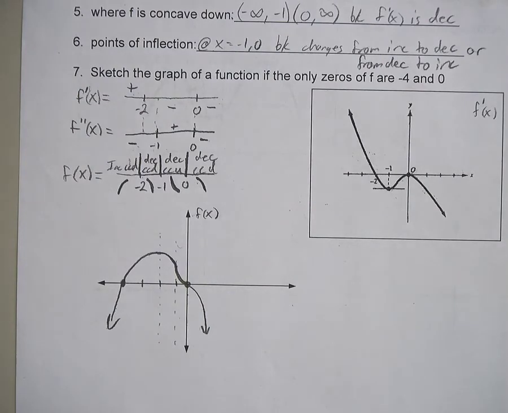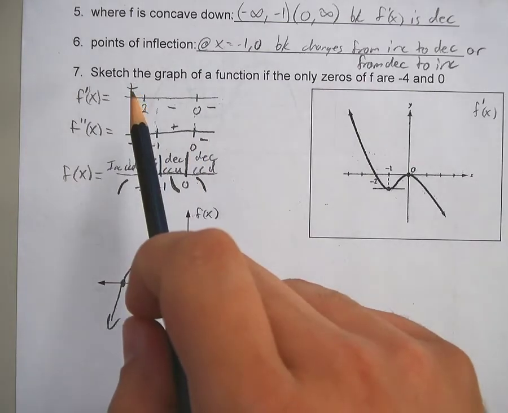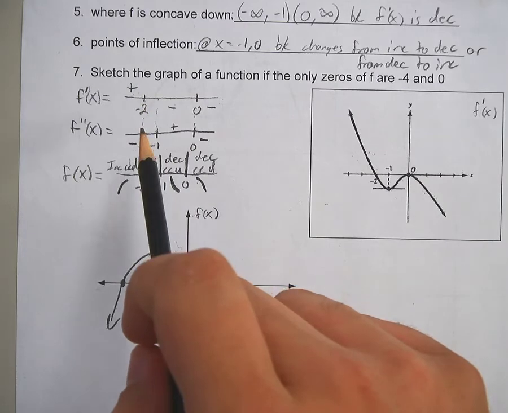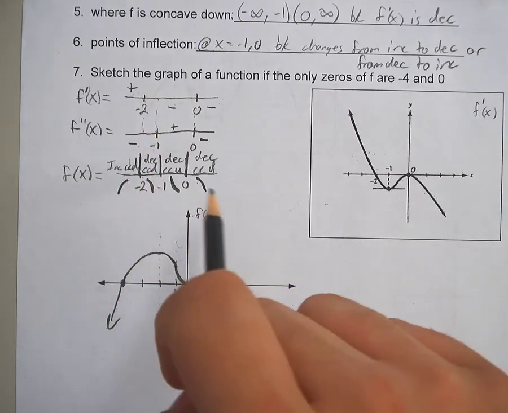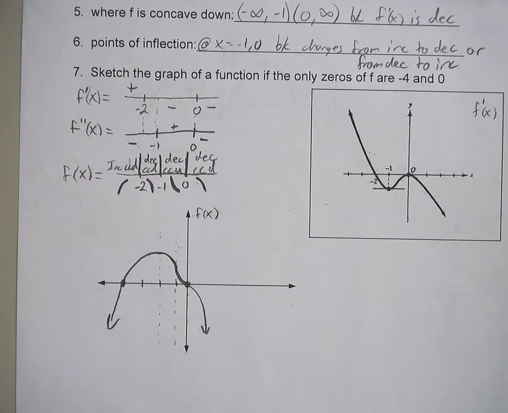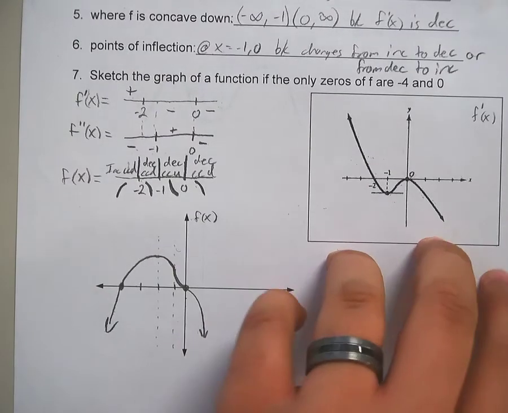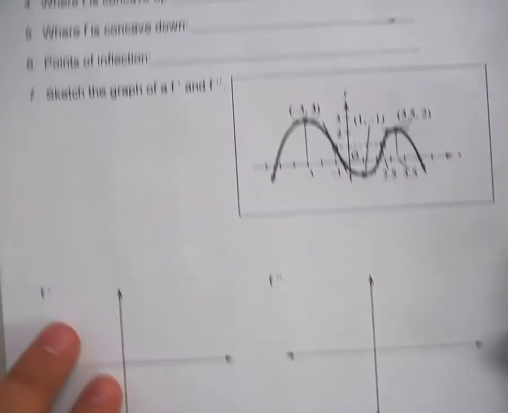Alright? That's how we're going to do them. So again, I'm looking at whether it's increasing or decreasing, whether it's concave up or concave down, and then building it off of those 4 pieces. That's all there is to it. So, let's go on the back here.